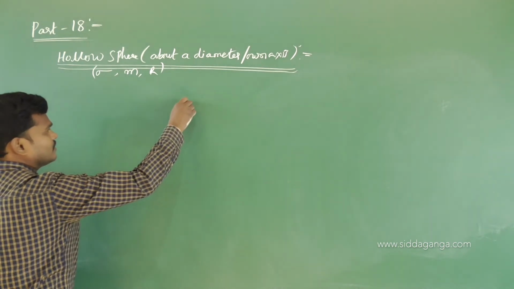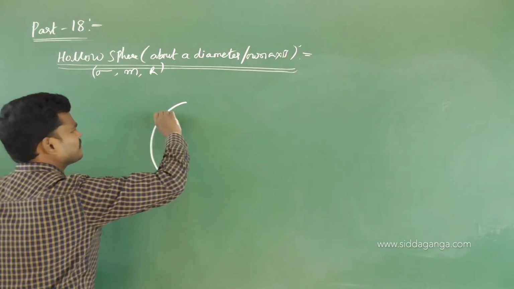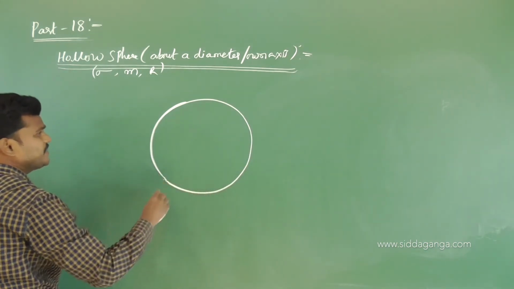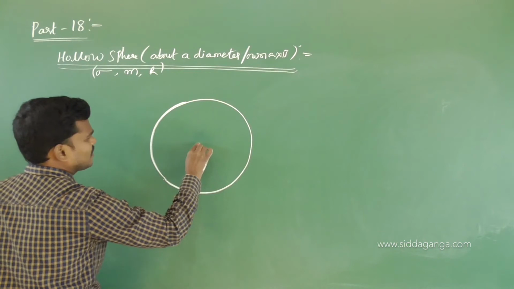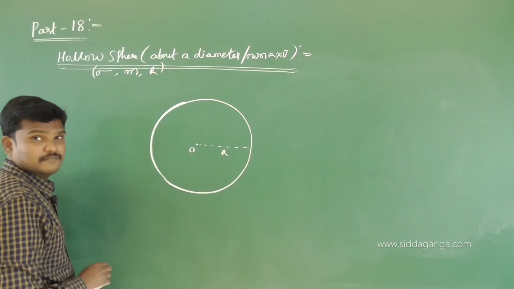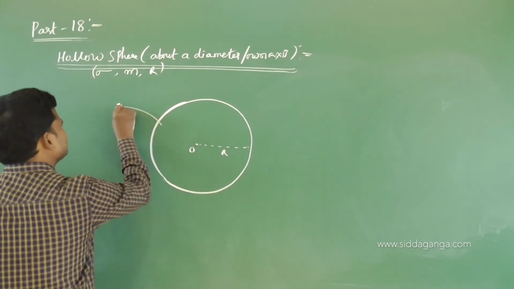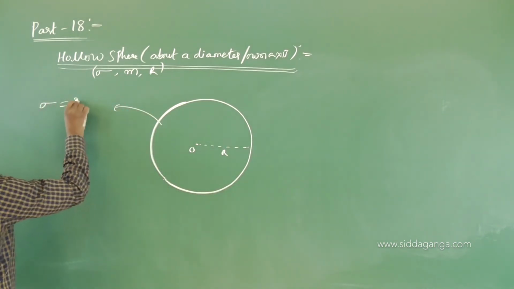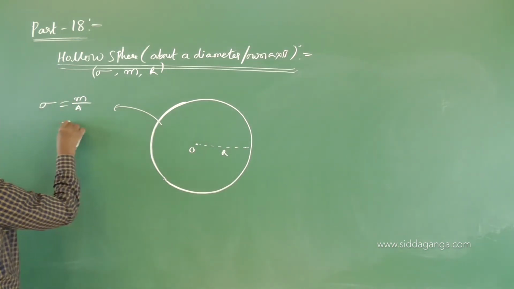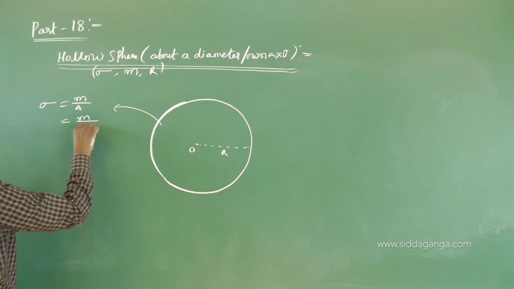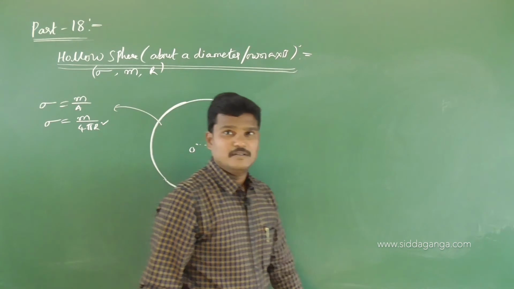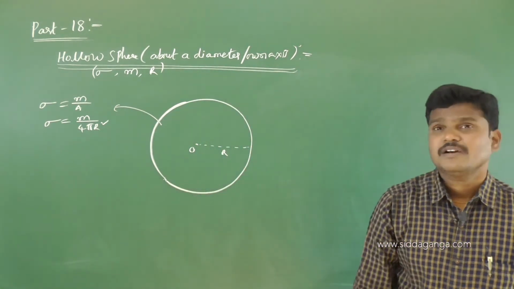See, this is the hollow sphere. Inside is empty. Radius is r, and the hollow sphere has surface density, which is mass by area. Don't worry about small m or capital M. Mass by area. What is the area? 4 pi r square. So mass by 4 pi r square.